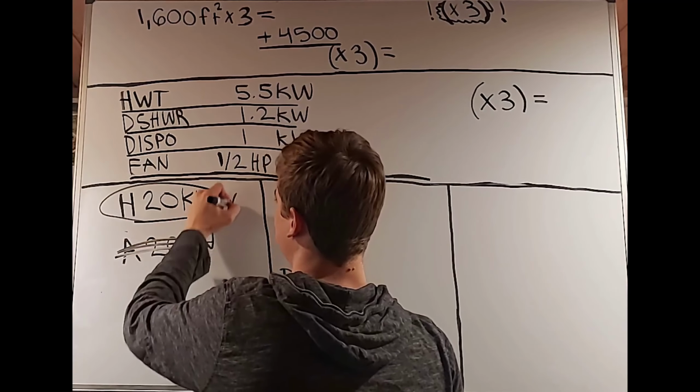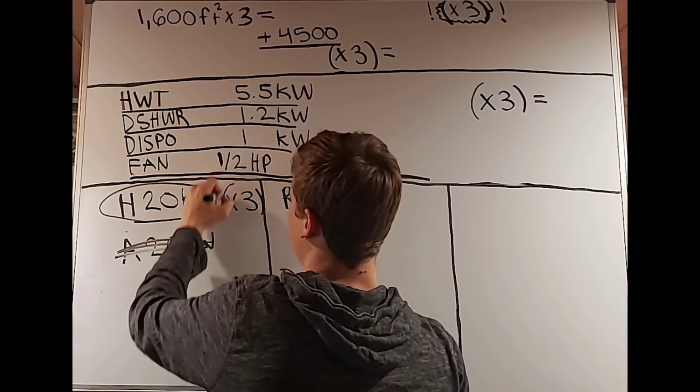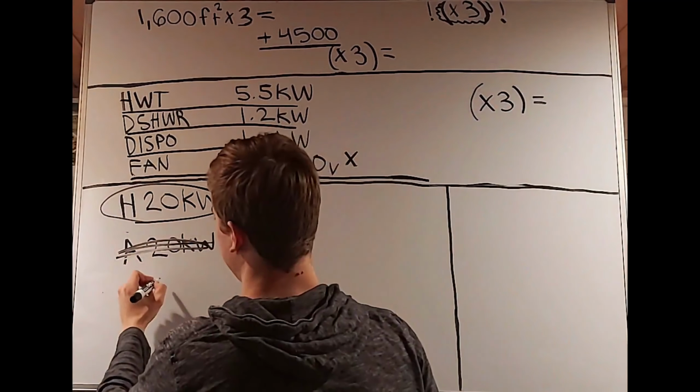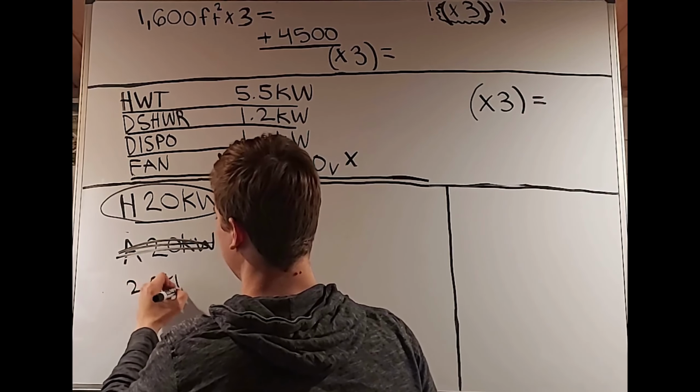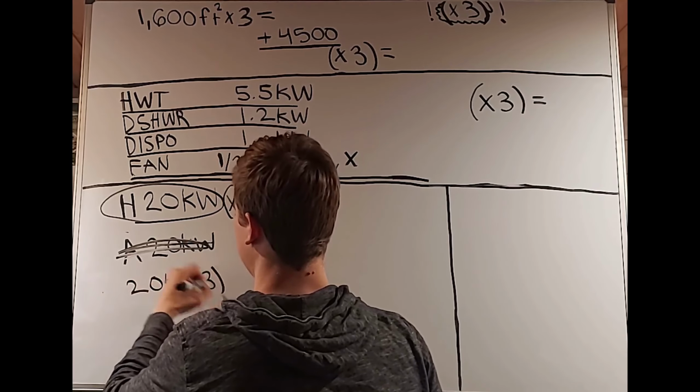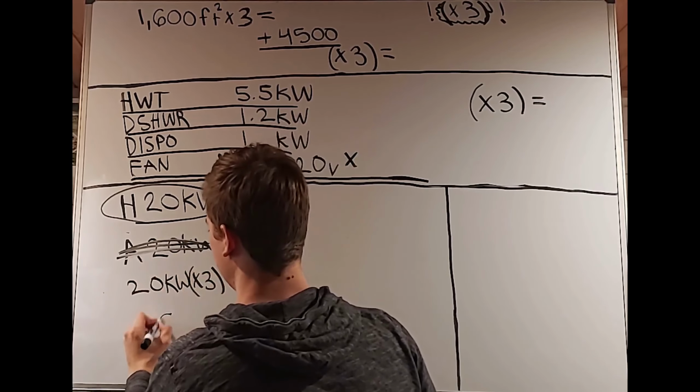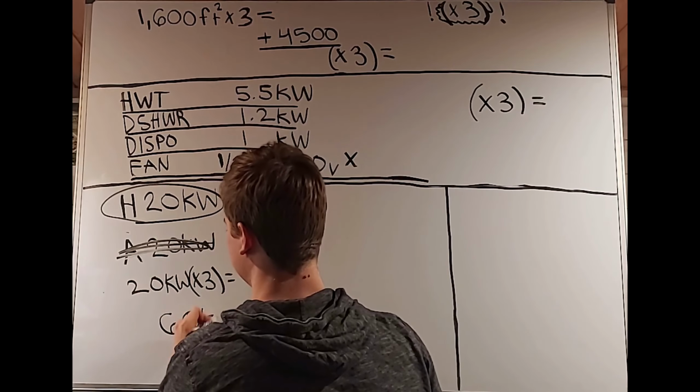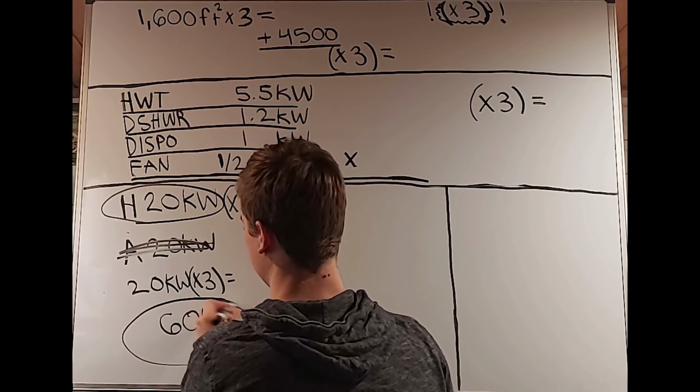But we still need to multiply every section by the amount of units that we have. So I always just like to write it out with 20 kilowatts times 3 for the amount of units, and we end up with 60 kilowatts, okay? And that is for the heat, okay?